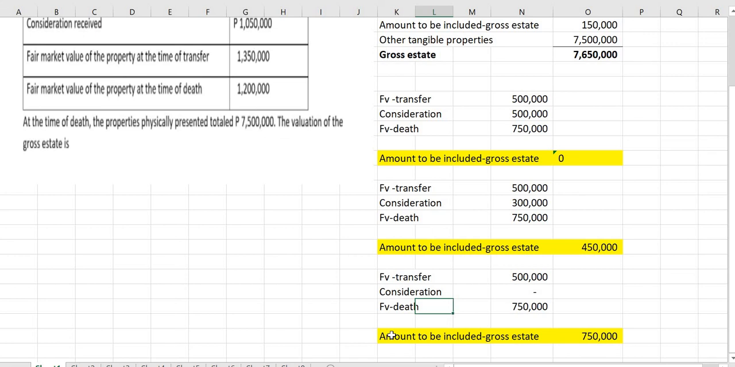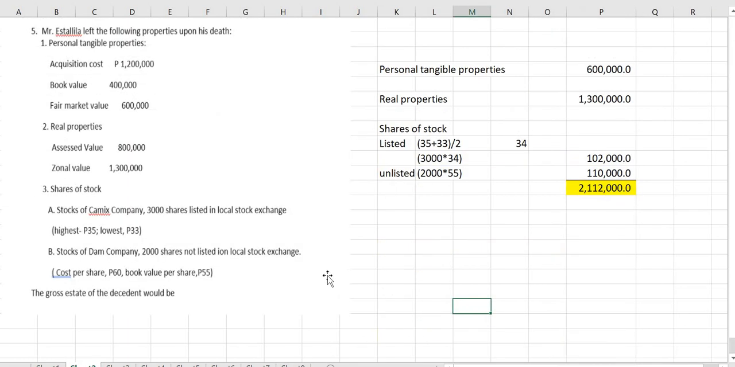Okay, so that's for transfer for less than adequate and full consideration. So let's have an example for the valuation of the gross estate. So we have here Mr. Isanilla, who left the following properties upon his death. Now, we have personal properties, real properties, and shares of stock, and we are to determine the gross estate.